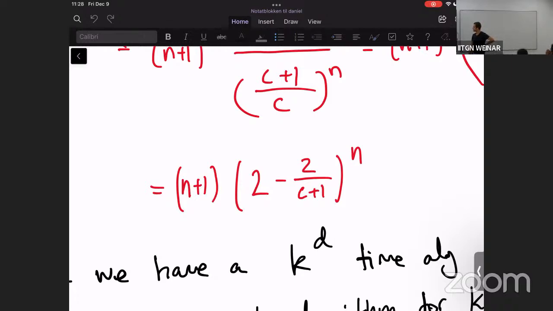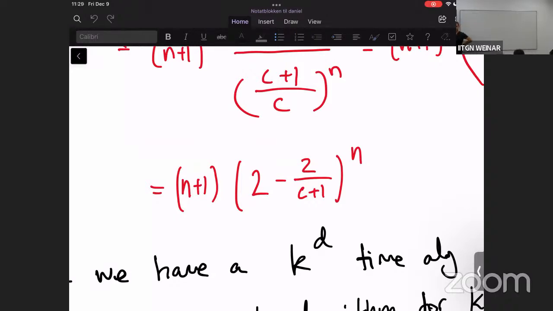Okay. So now we can think, what does this mean, right? We have a c to the d algorithm for 3 sat. So c is equal to 3, then c plus 1 is 4. 2 minus 2 over 4 is 1.5. So you get the 1.5 to the n algorithm for 3 sat. What about 4 sat? That's 2 minus 2 over 5, so 1.6 to the n algorithm. What about 19 sat? That's 2 minus 2 over 20. So that's 1.9 to the n.